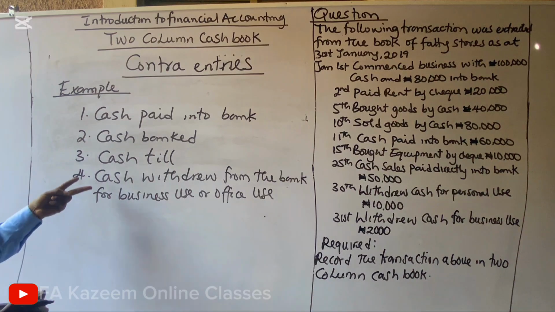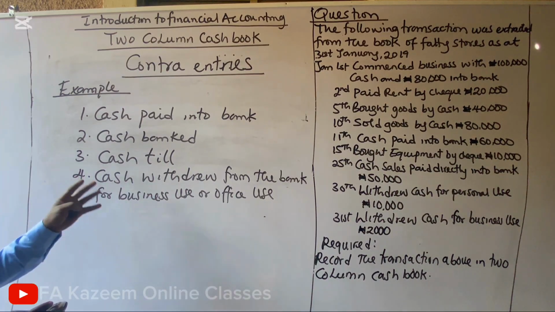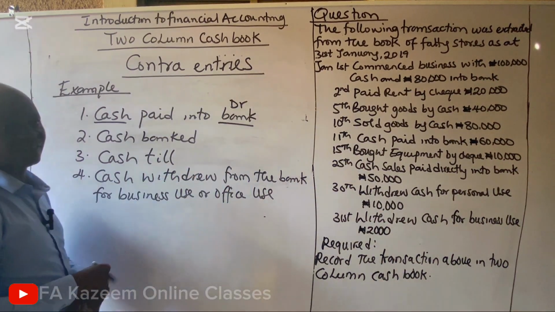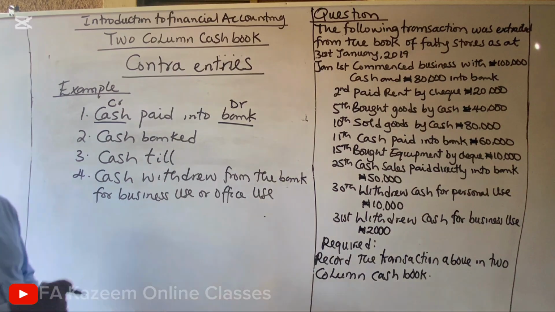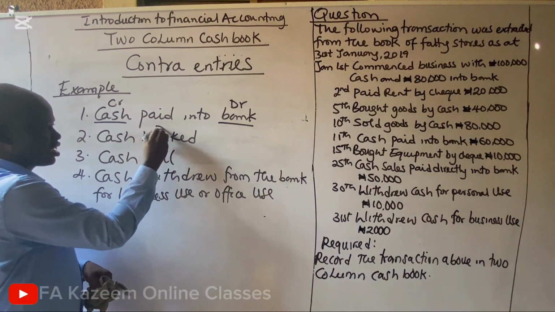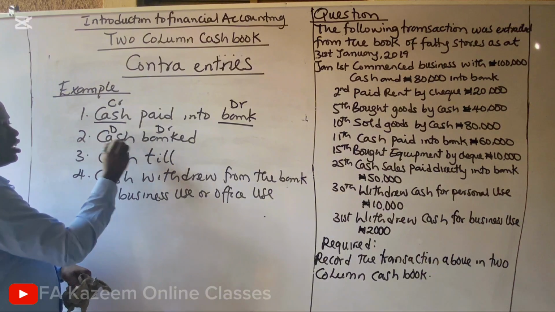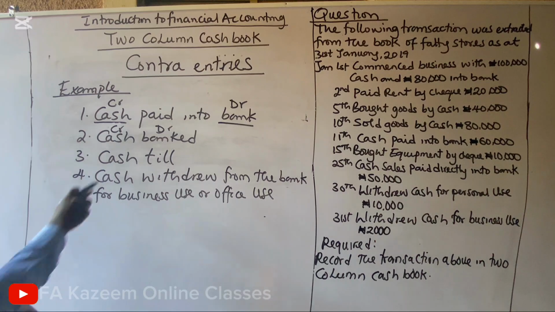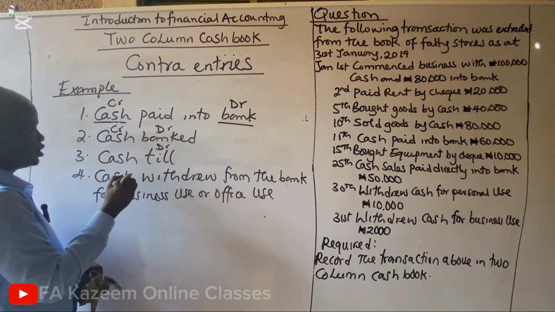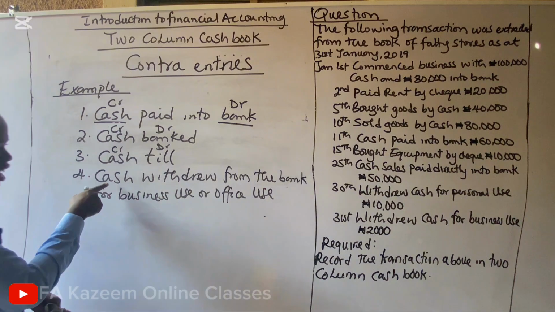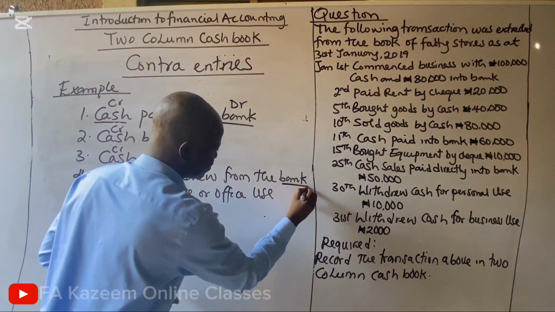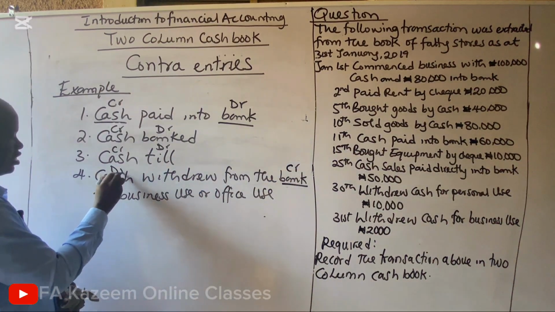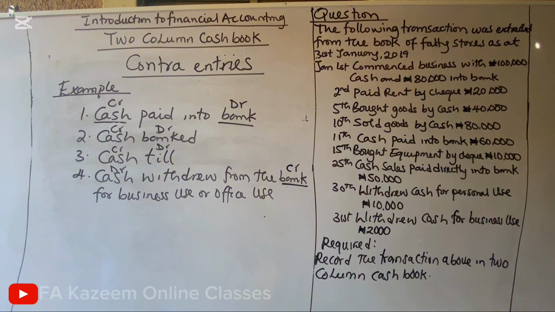These are contra entry transactions. Let's look at it. Cash paid into bank: bank receives, debit; cash is given out, credit. Cash banked: bank receives, debit; cash is given out, credit. Cash till, meaning cash into bank also: debit bank, credit cash. Now, cash withdrawn from the bank. This time, bank is an outflow. You credit bank and you debit cash. This is how we treat it in the two-column cash book.